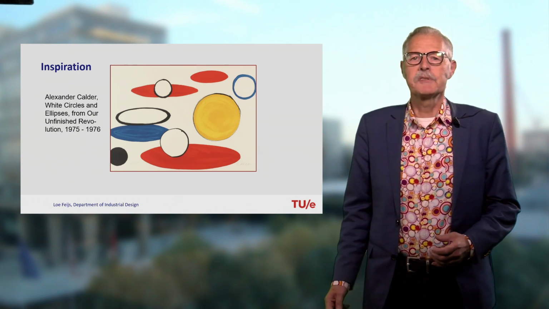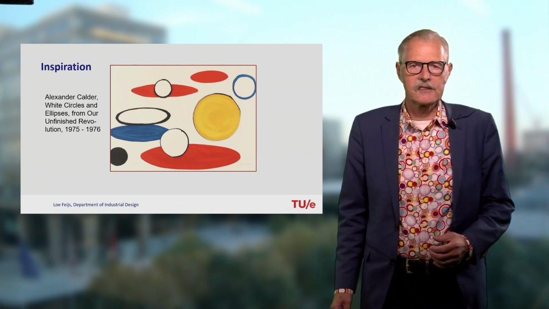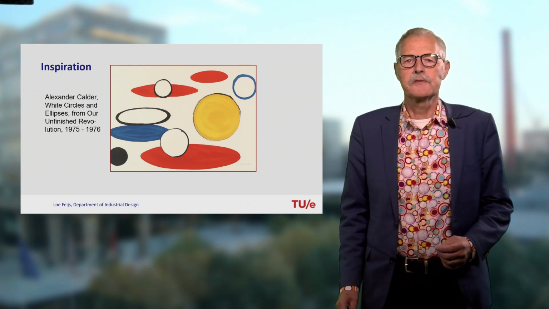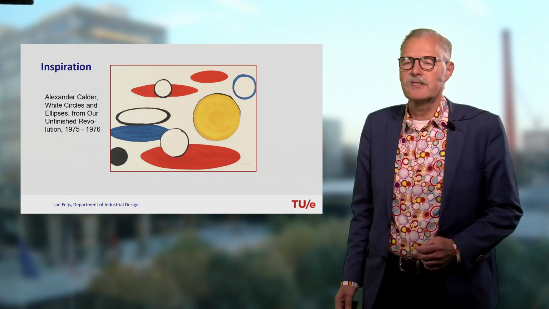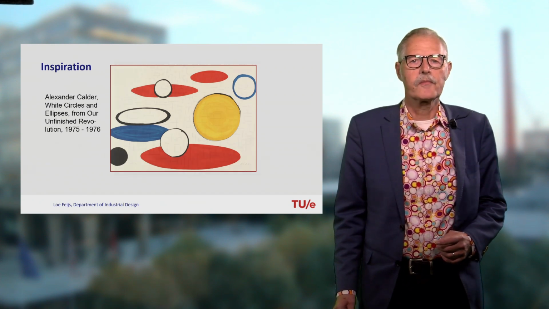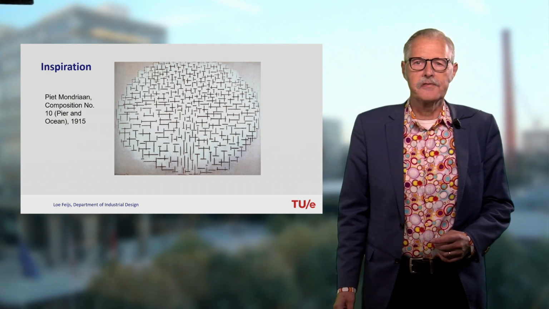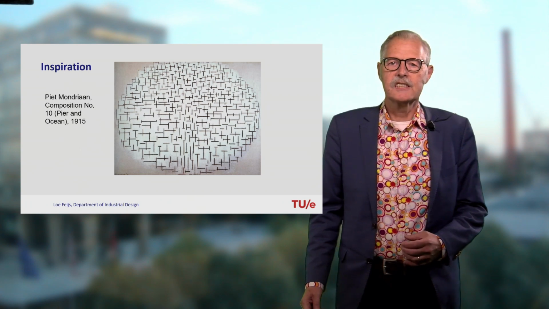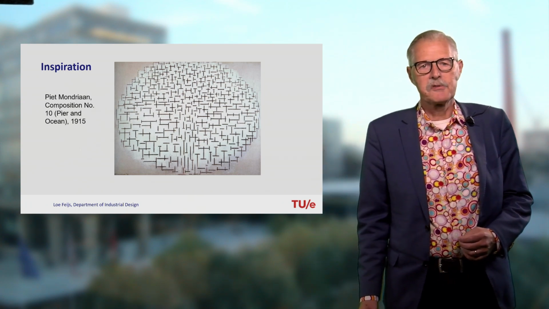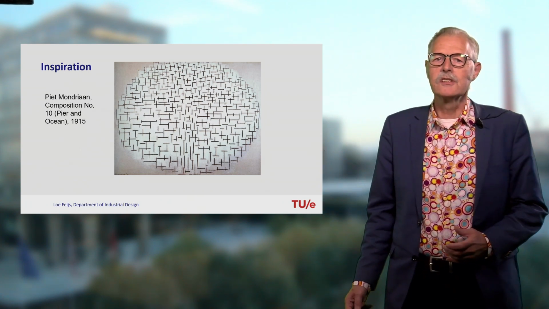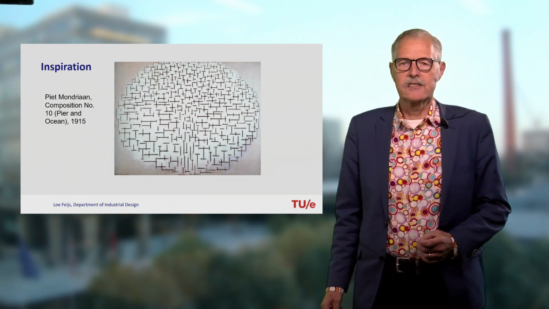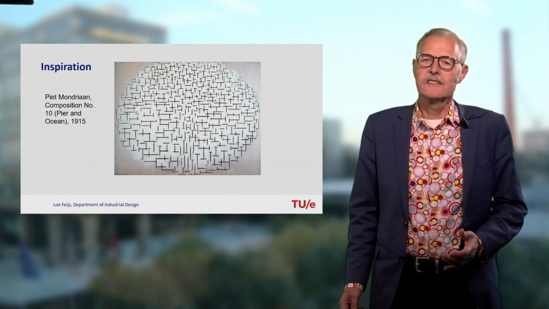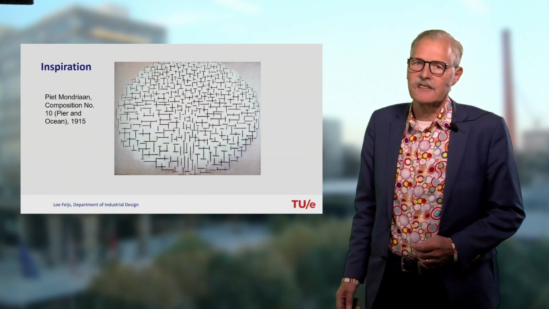Today's topic is ellipses, and here you see an artwork by Alexander Calder. Probably you know the guy who invented the mobile. He was fascinated by ellipses, and here you see one of his artworks. As early as 1915, Piet Mondriaan, the famous Dutch modernist painter, created this abstract artwork called Pier and Ocean. It takes some imagination to still see the pier, but you can see the waves, and the gestalt of all of this is an ellipse.